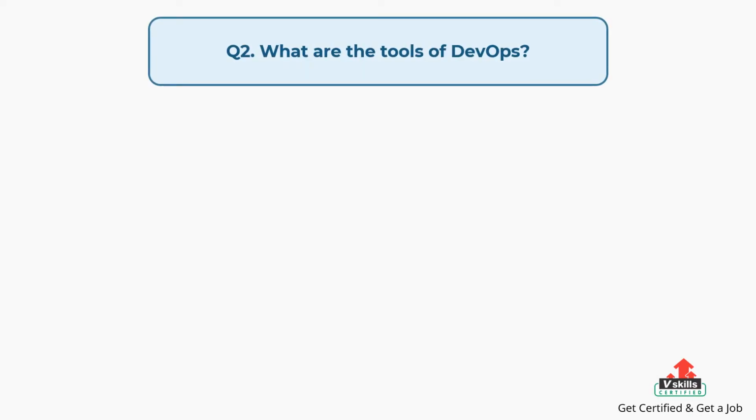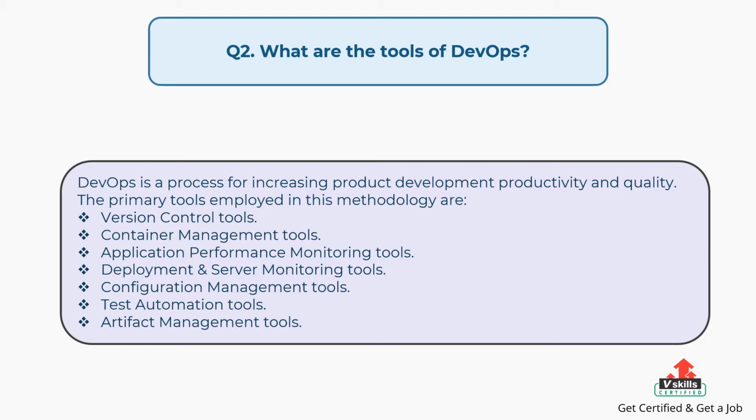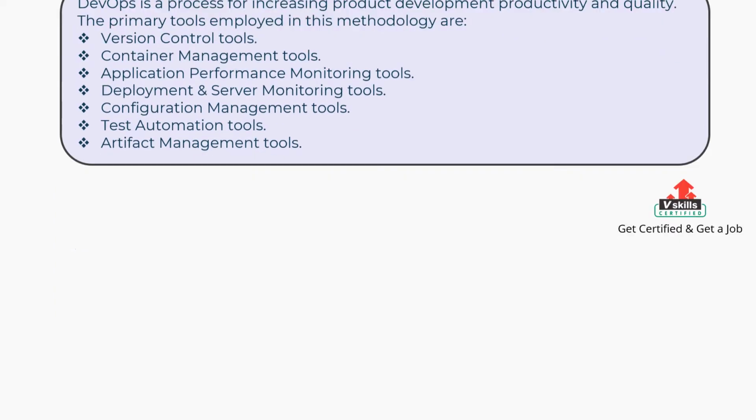Question number 2. What are the tools of DevOps? The answer is: DevOps is a process for increasing product development productivity and quality. The primary tools employed in this methodology are version control tools, container management tools, application performance monitoring tools, deployment and server monitoring tools, configuration management tools, test automation tools, and artifact management tools.